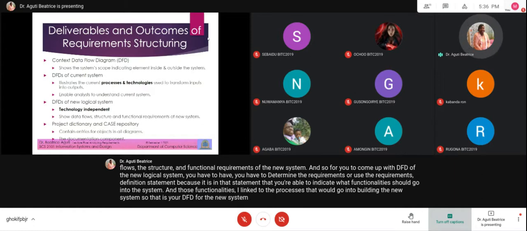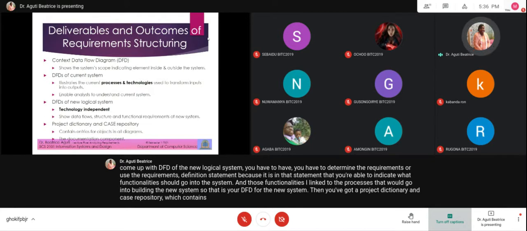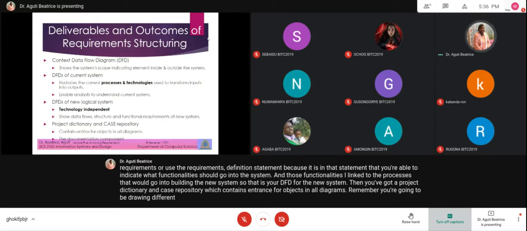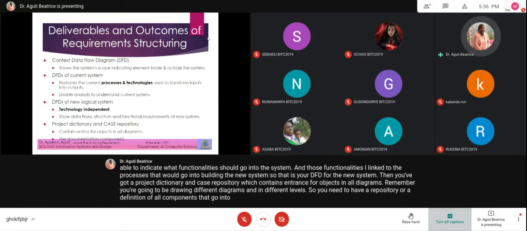Then you've got a project dictionary and case repository, which contains entries for objects in all diagrams. Remember, you're going to be drawing different diagrams and in different levels. So you need to have a repository or a definition of all components that go into the diagram.